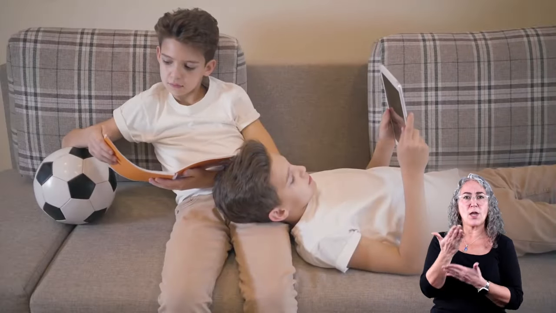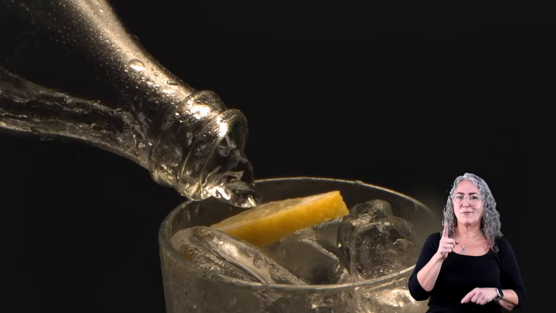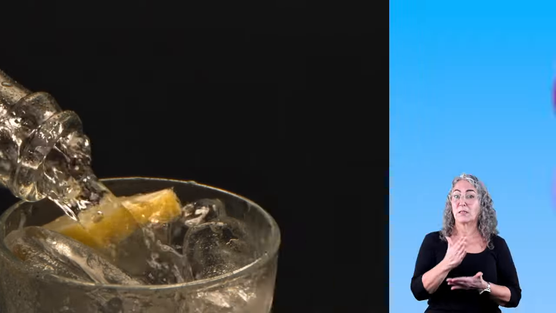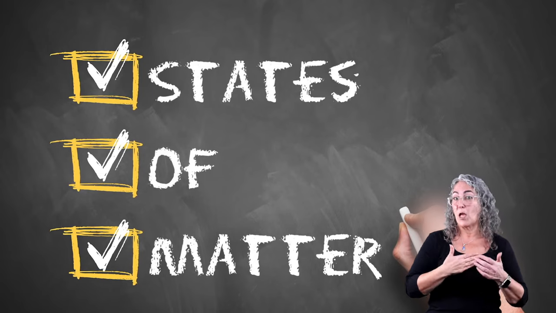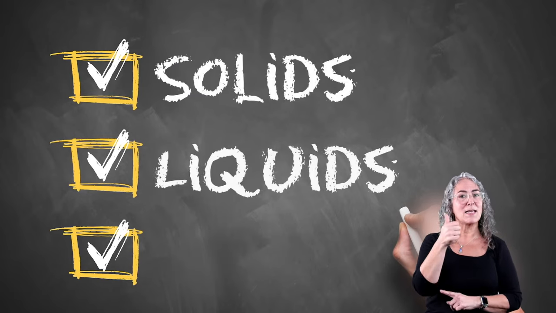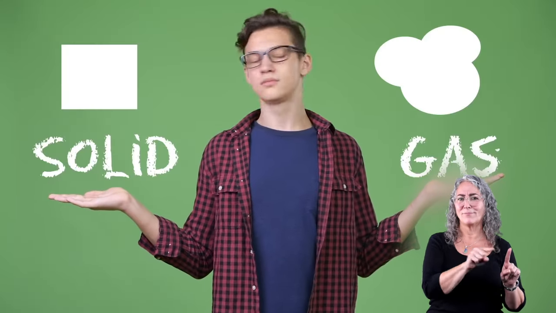Okay, so think about it. How many different ways can matter exist? Some matter you can hold in your hand, like a ball or a book. Some matter you can feel but you can't really hold on to, like water or soda. And some matter, like air or helium in a balloon, you can't see or feel or touch at all. So there are three different states of matter: solids, liquids, and gases. And it's pretty easy to tell them apart.